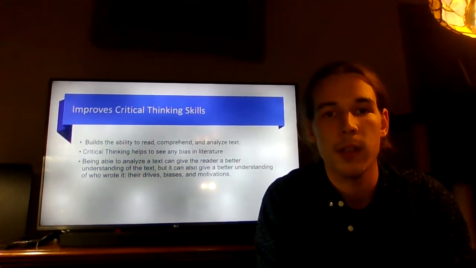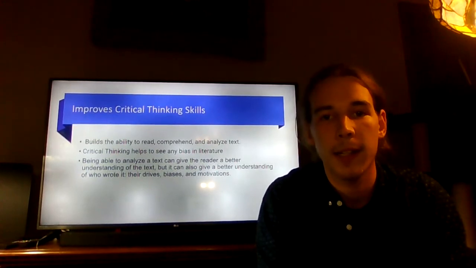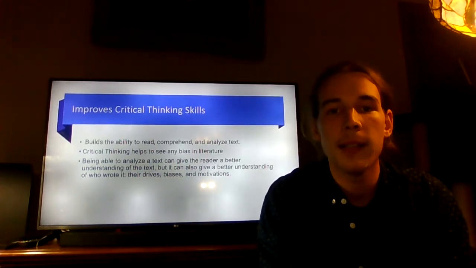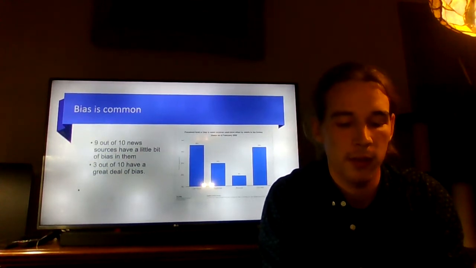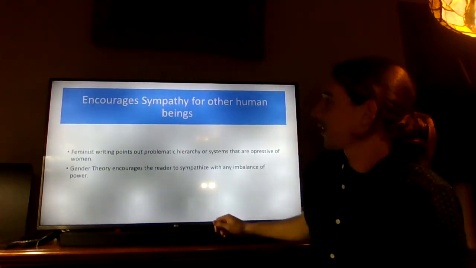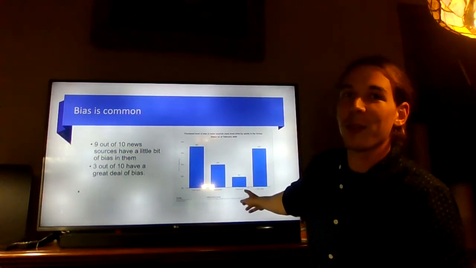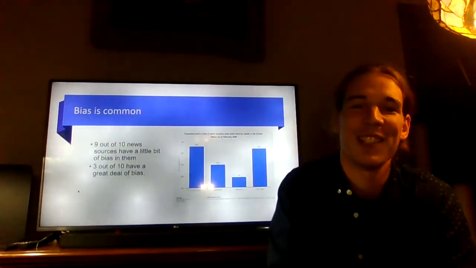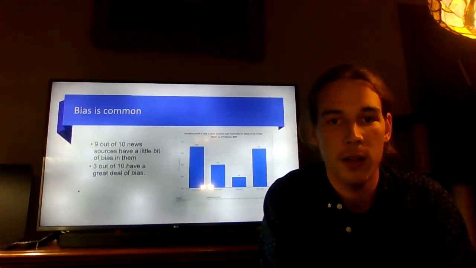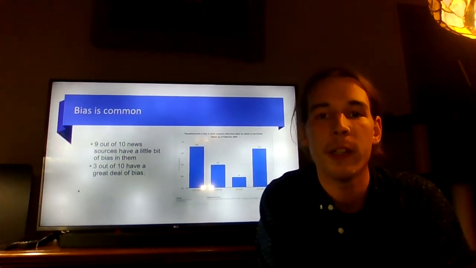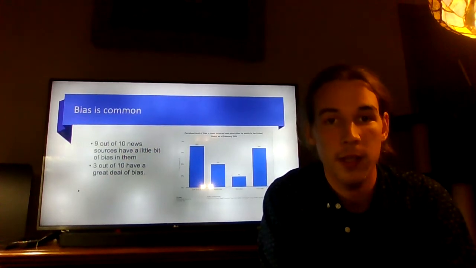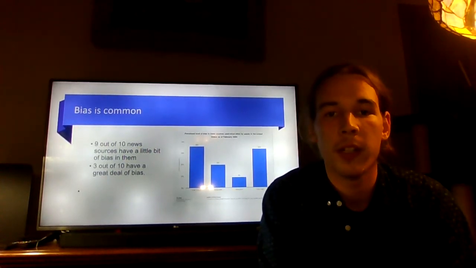When looking at news sources, there's a lot of bias that can be found. And using psychoanalytic theory, we can understand the writer and their motives and any bias that they might have. Bias is common. 9 out of 10 articles have at least some bias in them. Right here, 9% is zero bias. And the rest has at least some bias in it. So 9 out of 10 news articles have at least some bias in them. 3 of those have a large amount of bias. Learning how to use literary theory can help us detect any bias and can also help us learn about the writer and their intentions.